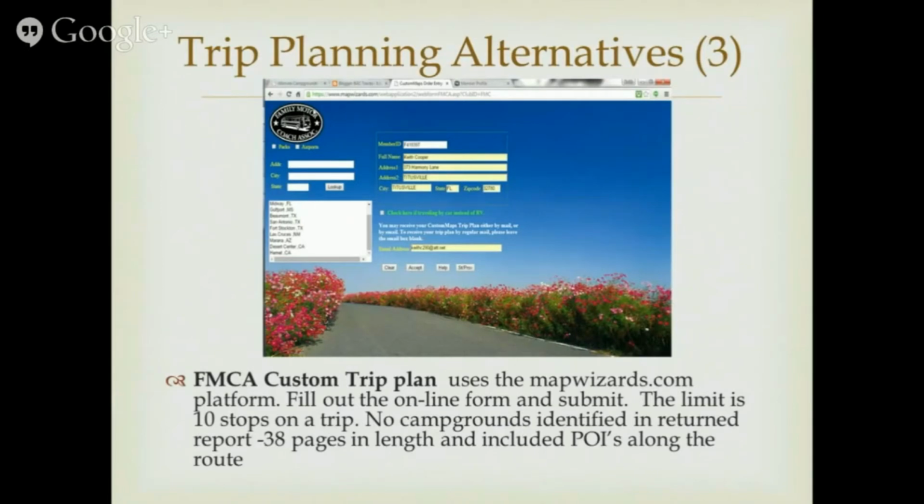And the bad news, or the odd part of this, is that even though it's an FMCA site, it doesn't list any campgrounds, but it will return a very thorough turn-by-turn report, and it will include many points of interest along the route, just no campgrounds. So I view that as a bit of a downer, and the fact that you're limited to 10 stops. If I was going for a couple of weeks, pretty reasonable tool. Beyond that, not so hot.